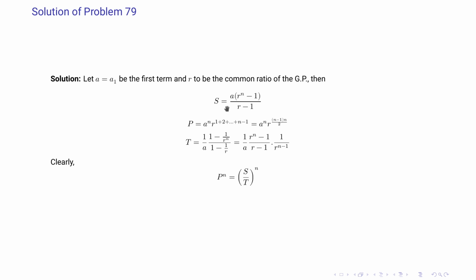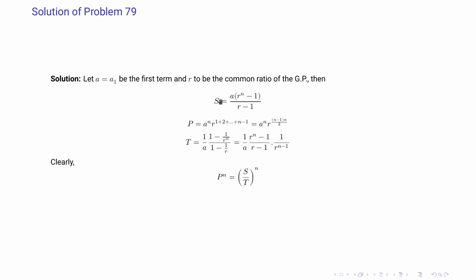So clearly S will be a into r to the power n minus 1 by r minus 1, and P is equal to a to the power n r to the power 1 plus 2 up to n minus 1, that is a to the power n into r to the power n into n minus 1 by 2. Now T is 1 by a plus 1 by ar plus 1 by ar square, so T would be 1 by a, that is the first term, into 1 minus 1 by r to the power n by 1 minus 1 by r, which will be equal to 1 by a into r to the power n minus 1 by r minus 1 into 1 by r to the power n minus 1.